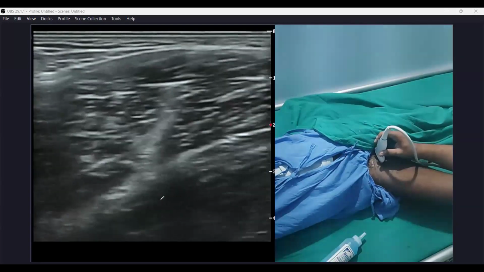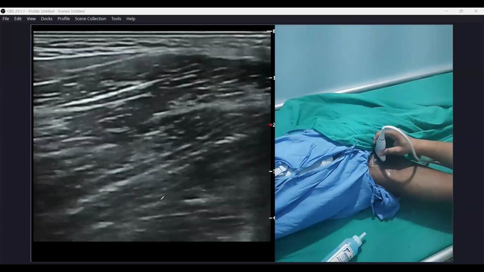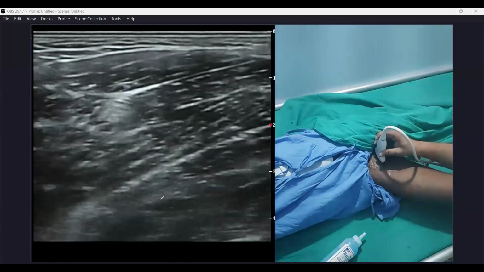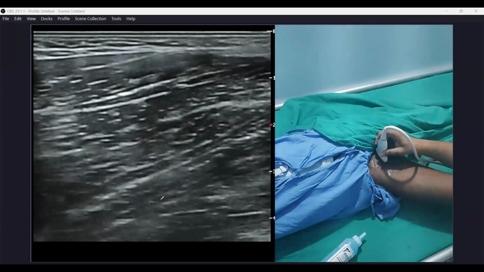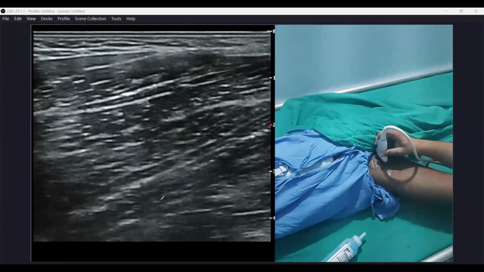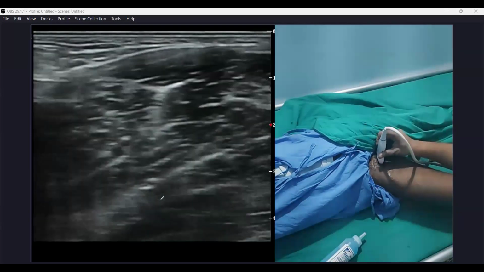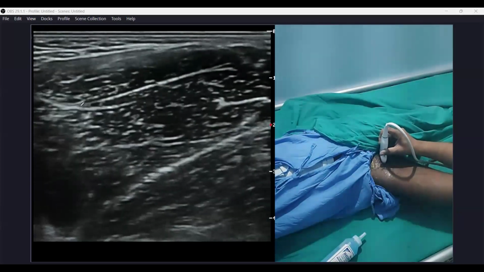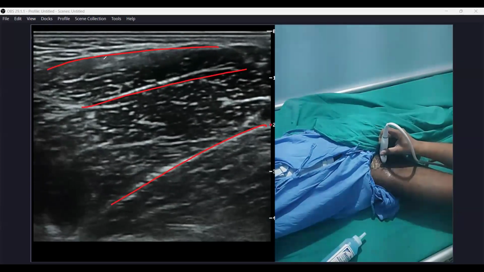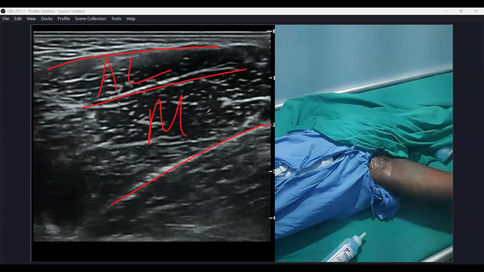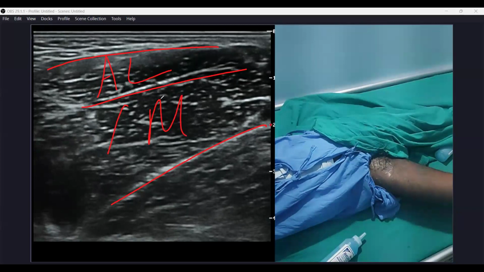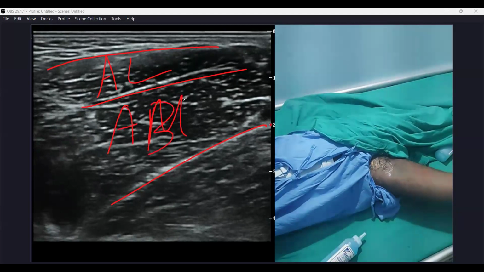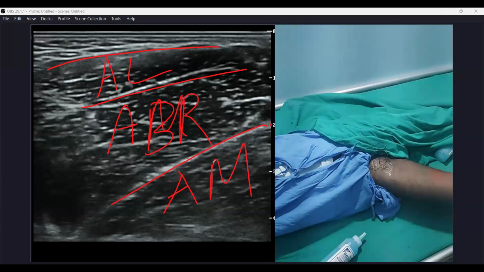I am moving towards the medial side, so that we can get a fascial plane between two muscles. Now, fine. I'm freezing here. So can you see three muscular layers? On the most left side, we have the pectineus. Above, we have the adductor longus. Below, we have the adductor brevis, and further below, we have the adductor magnus.